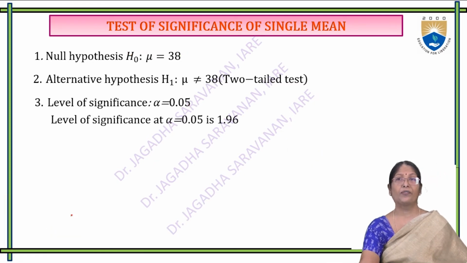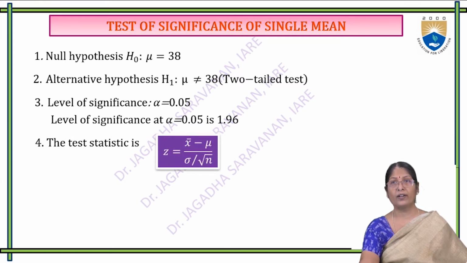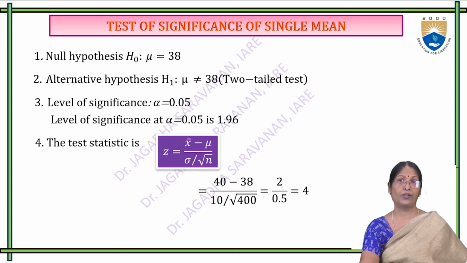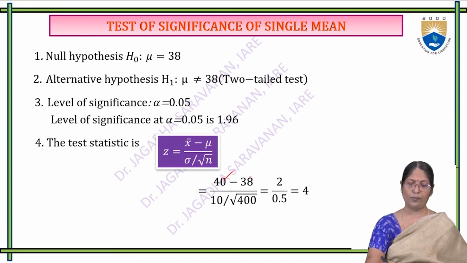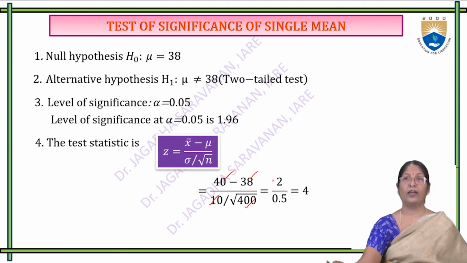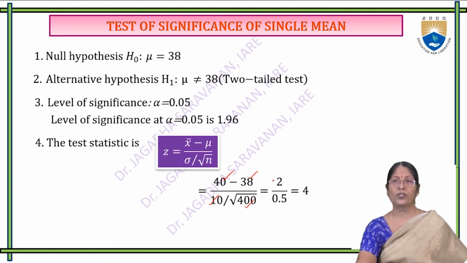So the tabulated value at level of significance alpha equal to 0.05 is 1.96. The test statistic, which is very clear, is z equal to x bar minus mu by sigma by root n. These are the respective places. We substituted x bar as 40, mu as 38, sigma as 10, and n as 400. Simplified, we obtained 4.